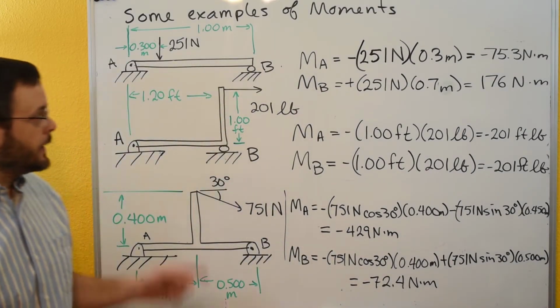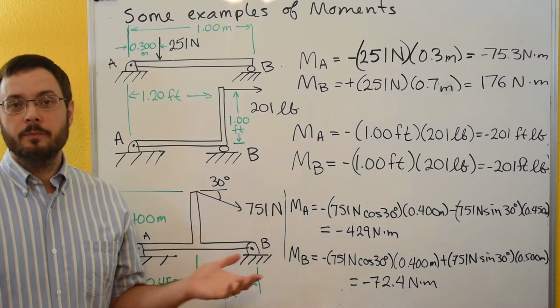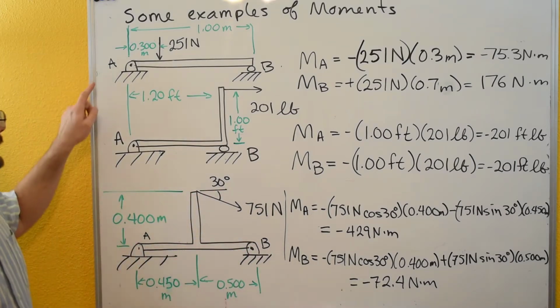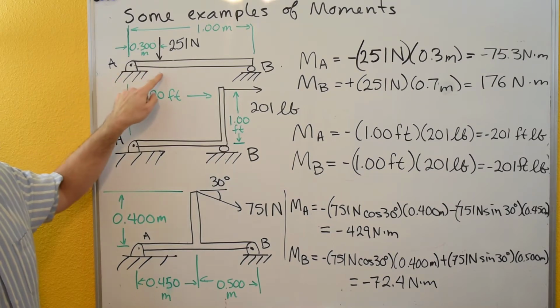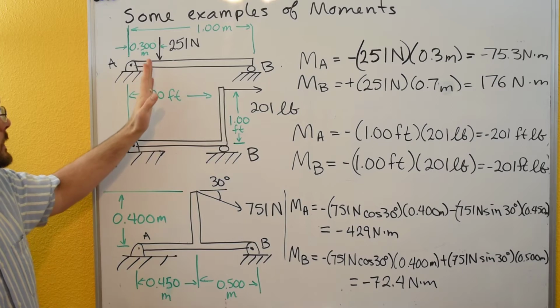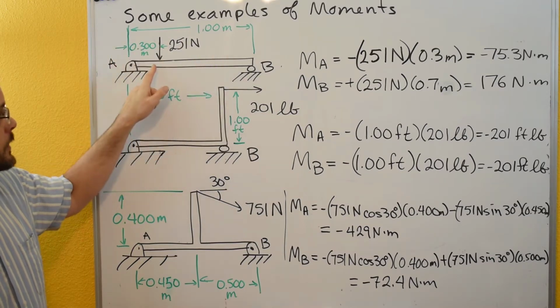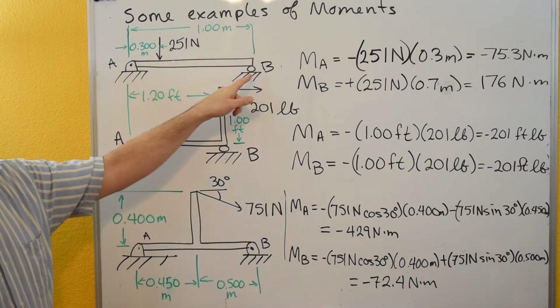So let's look at calculating some moments with some different cases with two-dimensional systems. In the first case, we just have a bar and then we have a single force of 251 newtons at a distance of 0.3 meters from A. The whole bar is 1 meter, so it's going to also be 0.7 meters from B.